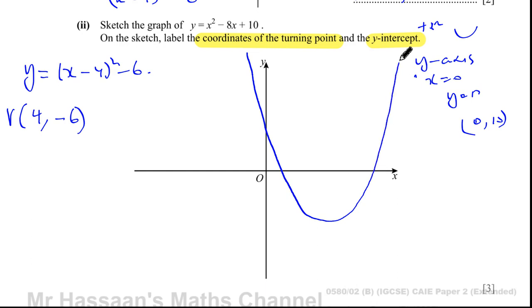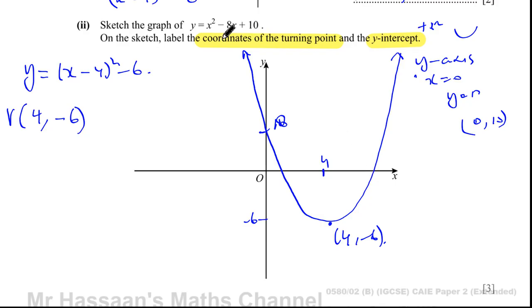It doesn't have to be 100% accurate, as long as it looks like the correct type of shape. So this is going to be 10. And this is going to be 4 and negative 6. That's the vertex, 4, negative 6. Now, they didn't require us to draw or to give the x-intercepts.